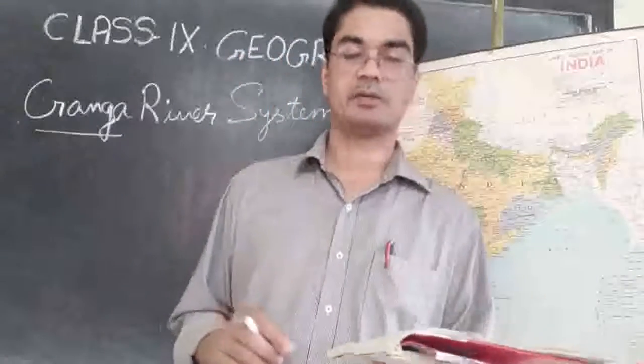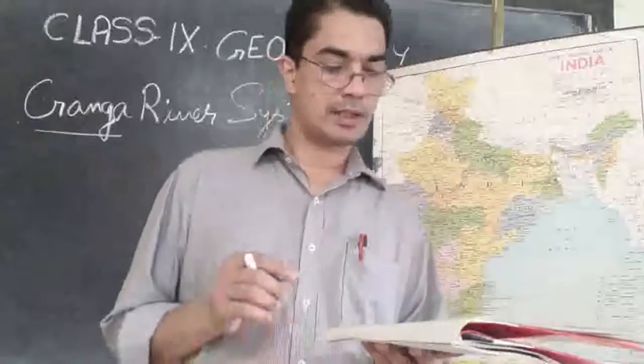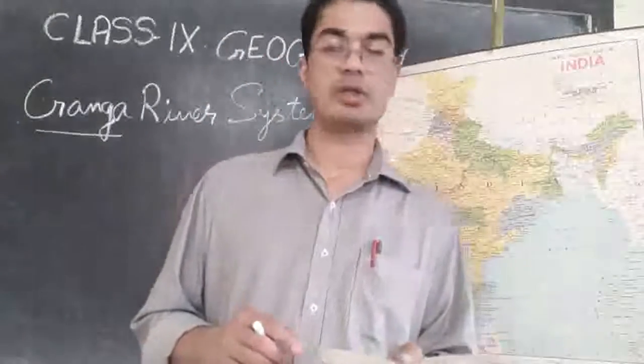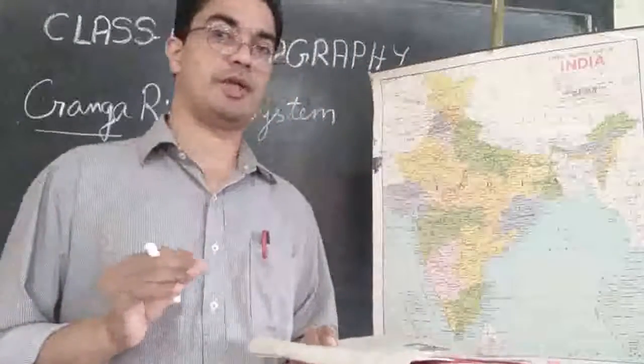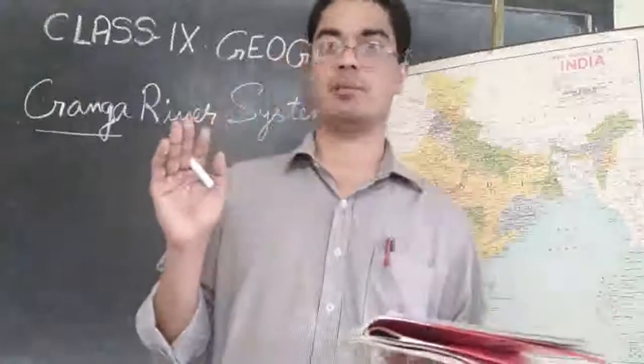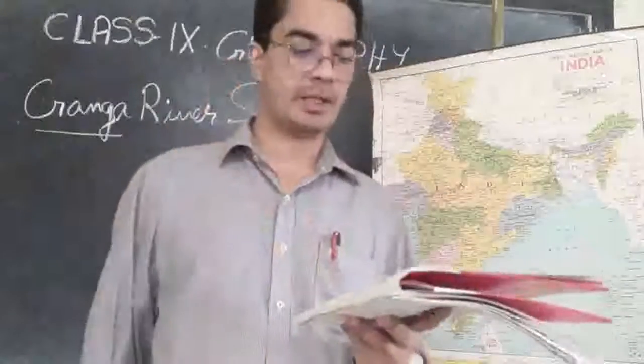Then the Ghaghara, so another tributary of Ganga, Ghaghara, the Gandak and Kosi. These three tributaries, they are rising in Nepal, Himalaya. They are rising in the Himalaya that is in Nepal.